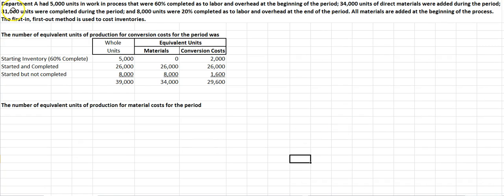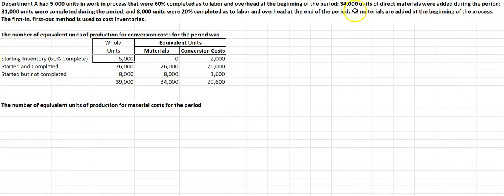The problem states, Department A had 5,000 units in work in process. That means that there were 5,000 units that stayed in that department because they weren't completed. So they were not transferred out to the other department, or they were not transferred out to finished goods. Okay? So immediately I'm going to create this category, starting inventory. And it says 5,000 units were 60% complete as to labor and overhead at the beginning of the period.